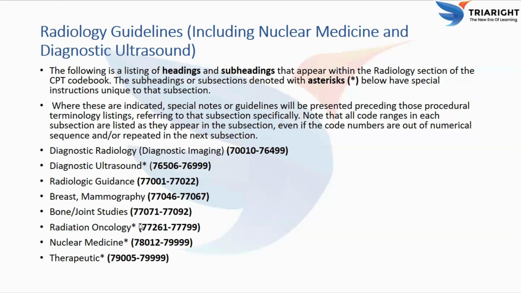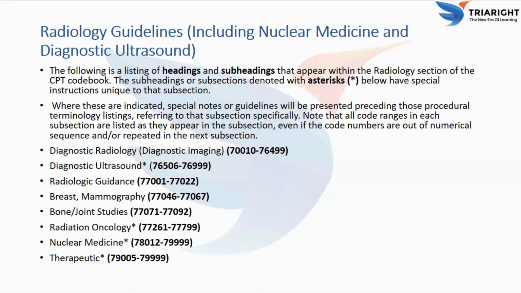Breast and mammography. They include screening mammograms, diagnostic mammograms and 3D tomosynthesis. Screening versus diagnostic mammography codes are different. Bone or joint studies. This section includes bone density and skeletal imaging codes, for example, osteoporosis screening. And radiation oncology. The code ranges are 77,261 to 77,799. They include planning and delivery of radiation for cancer, and these are used mainly by the radiation oncologist, not general radiology.